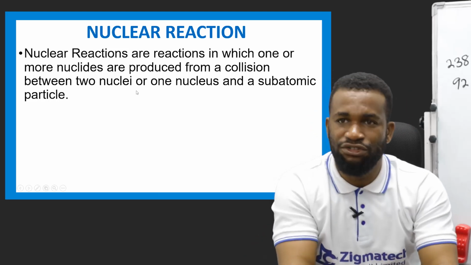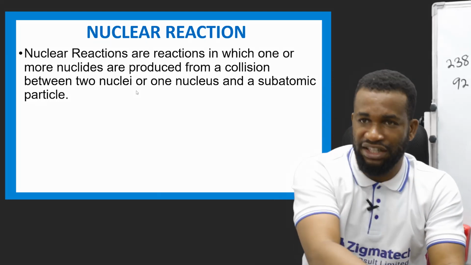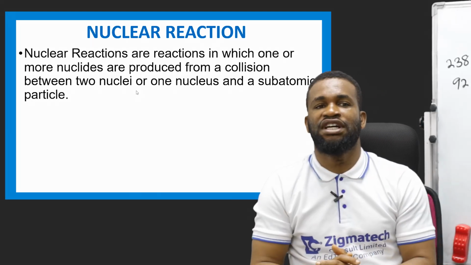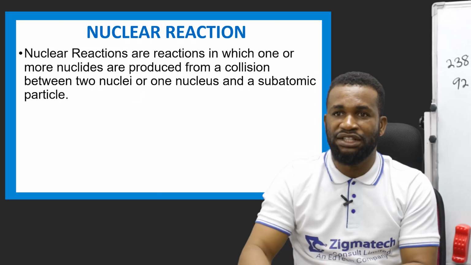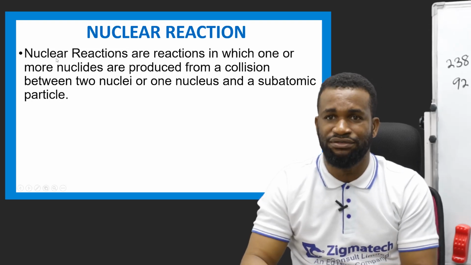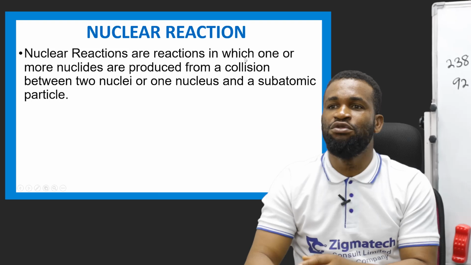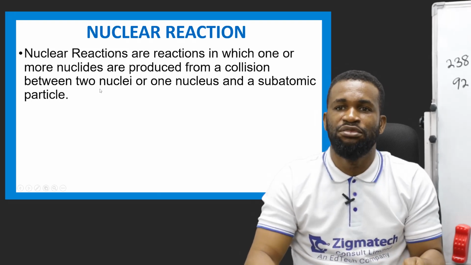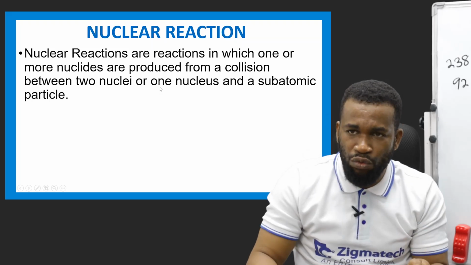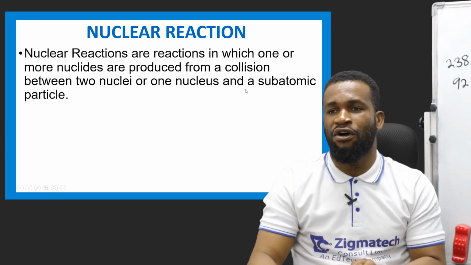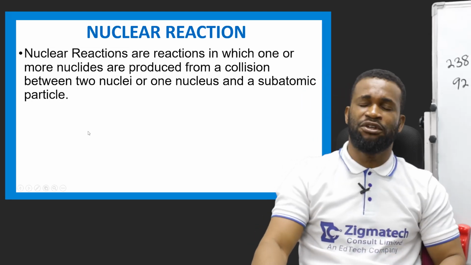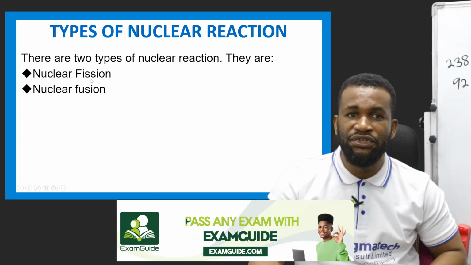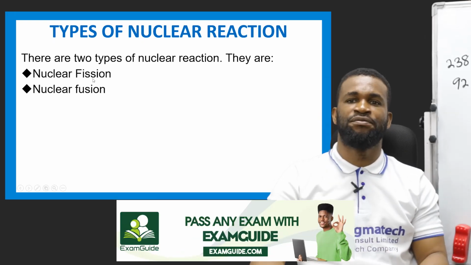Now, on this note, this is radioactivity which occurs naturally. Mankind has had to produce other kinds of radioactivity, which has given birth to what is called nuclear reaction. Nuclear reactions are reactions in which one or more nuclei are produced from a collision between 2 nuclei, or 1 nucleus and atomic or subatomic particles. So there are 2 types of nuclear reaction. We have fission and fusion.